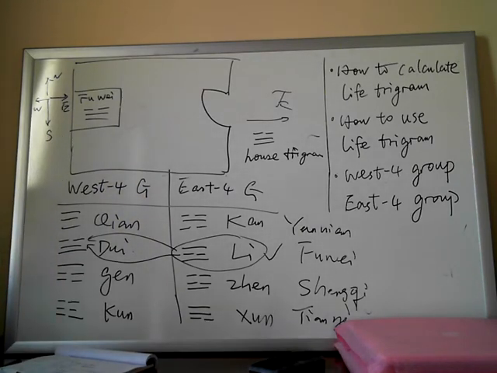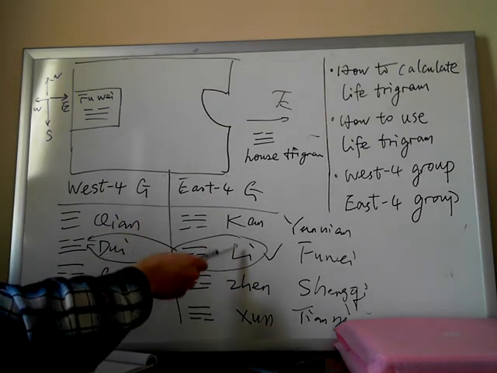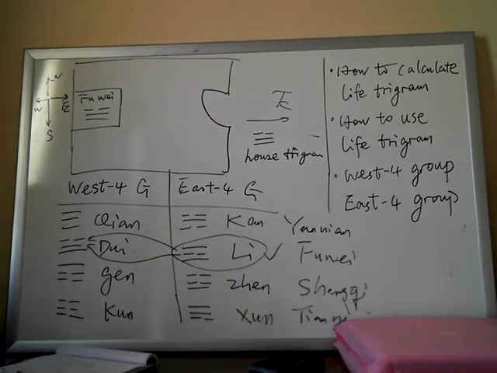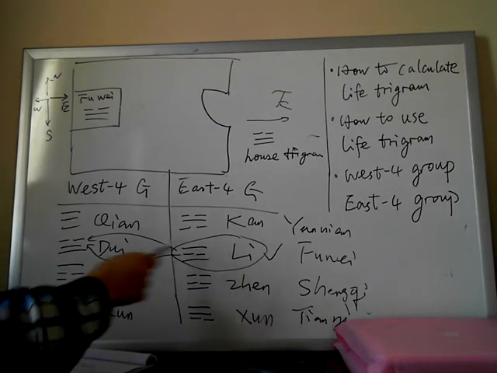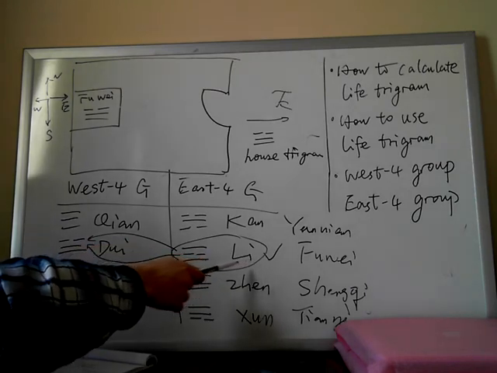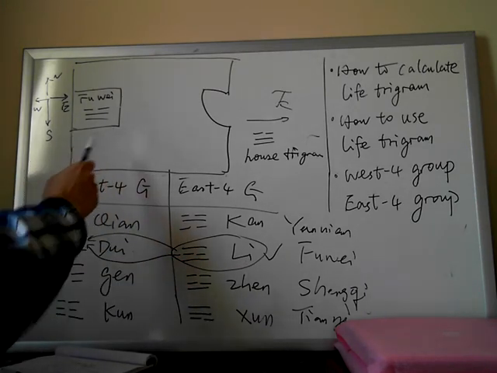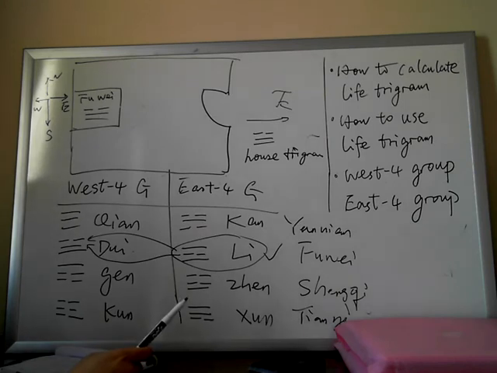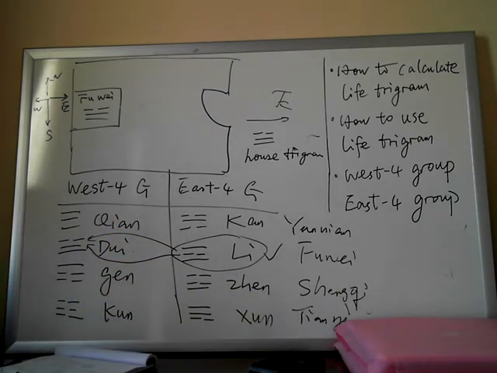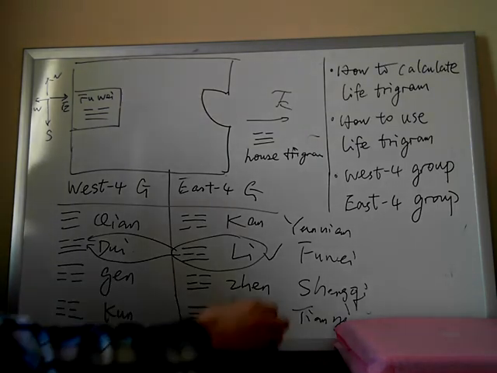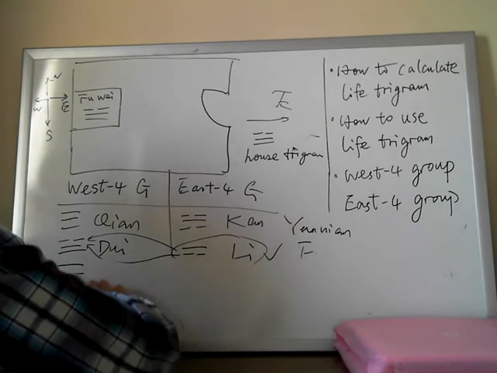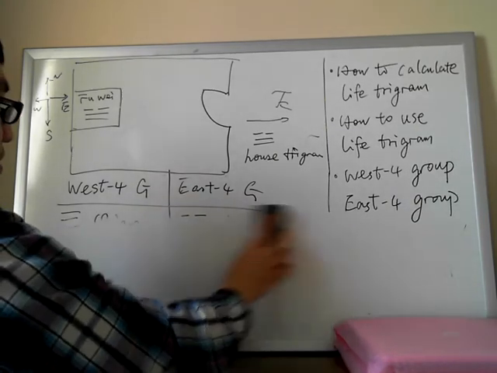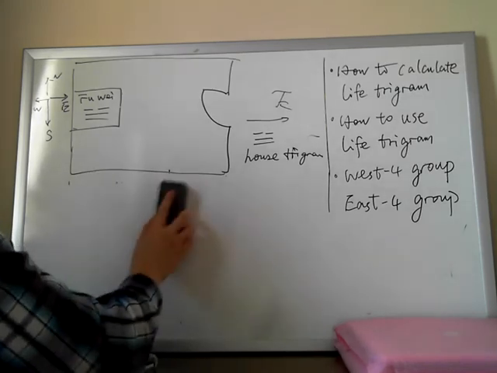So that's why the theory says an East 4 group person cannot live in a West 4 group house. Because every auspicious location of the house will be an inauspicious location for the person. But however, there's a serious mistake in this theory. I think if you read feng shui scripts, you will see this theory almost everywhere. But there's a mistake involved here.